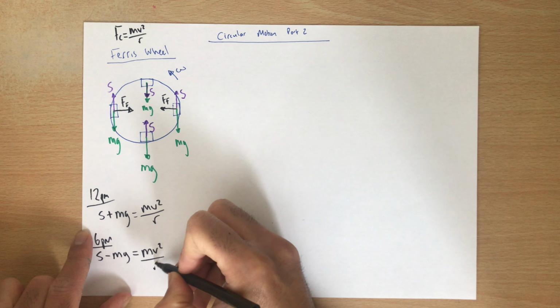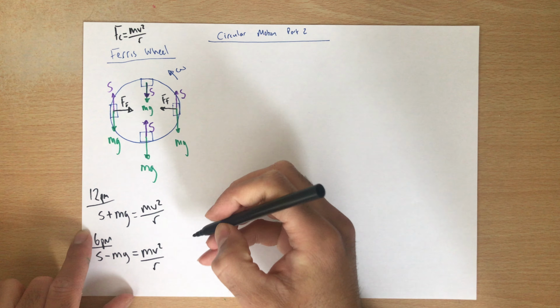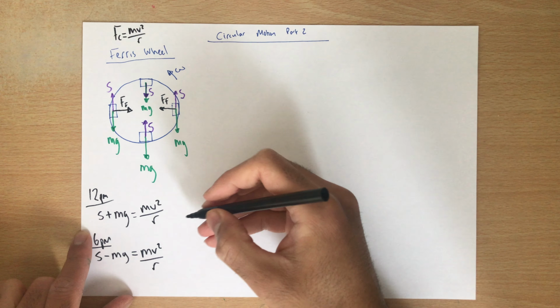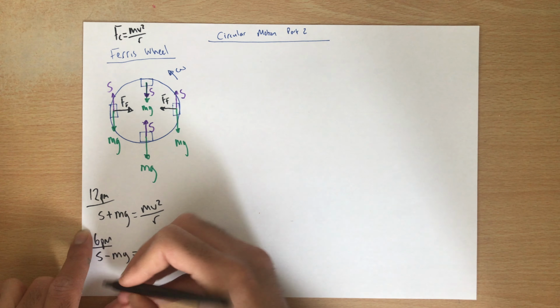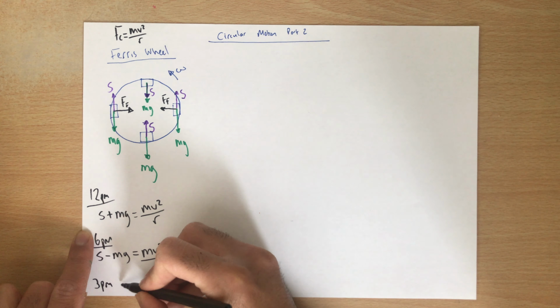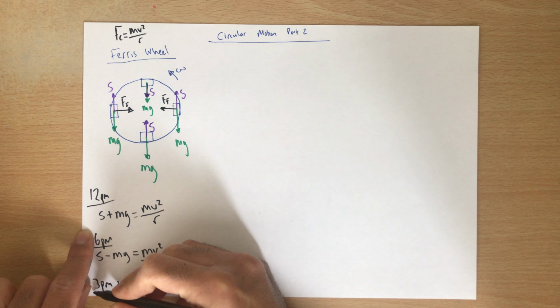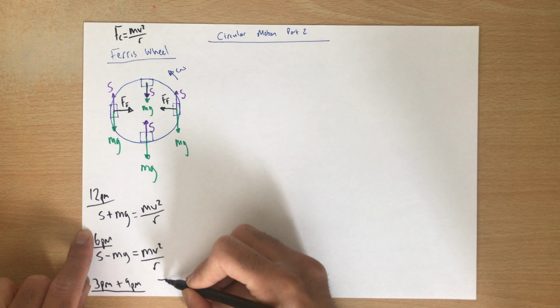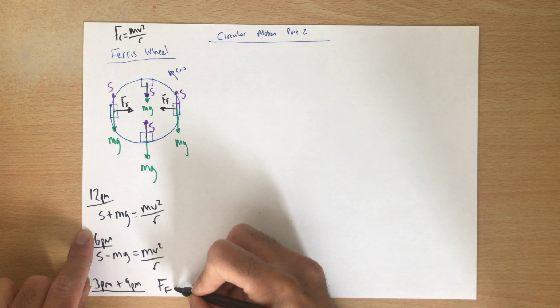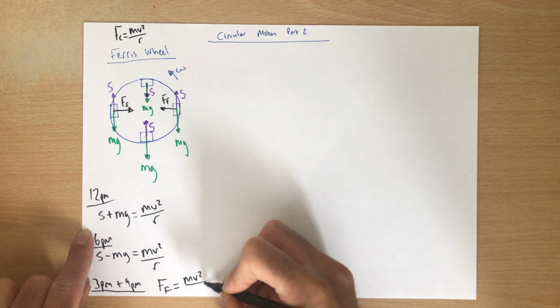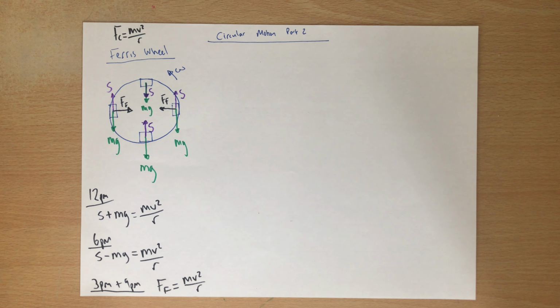And that's equal to mv squared over r. And in the 3 o'clock position and the 9 o'clock position, we've just got F. We've got F, the frictional force, equal to mv squared over r. So there is the Ferris wheel all done for us.